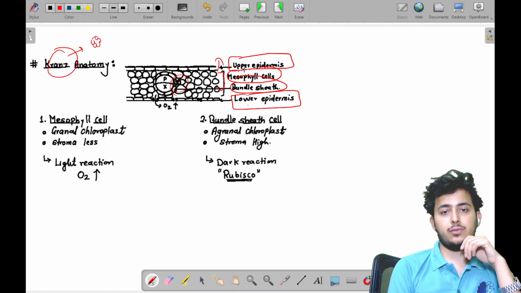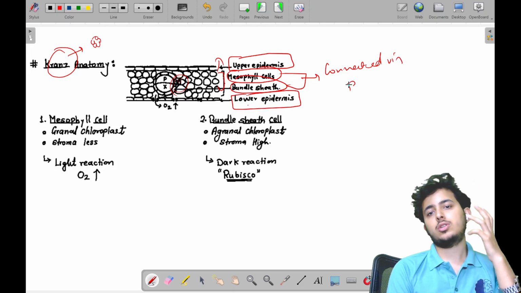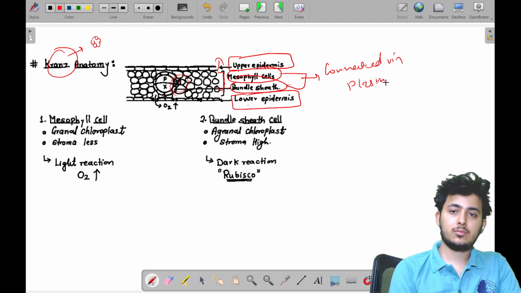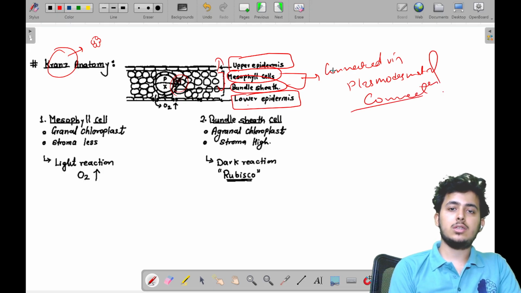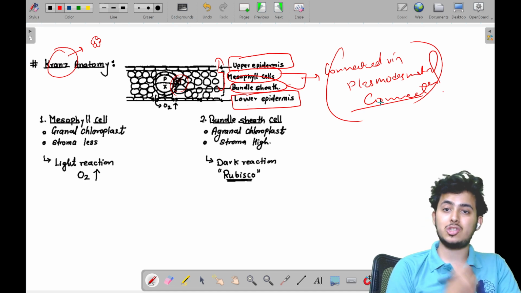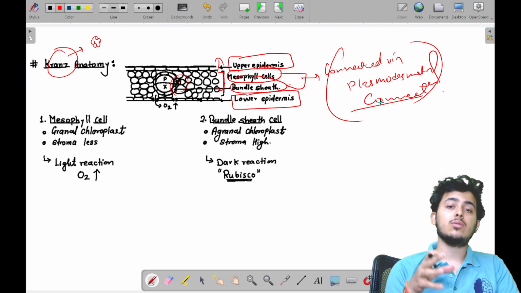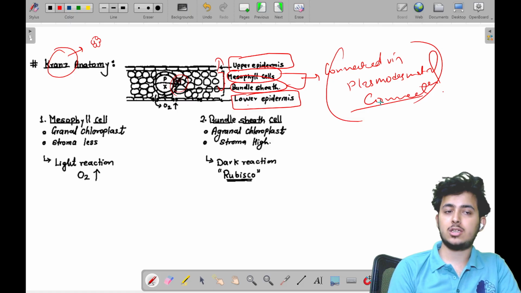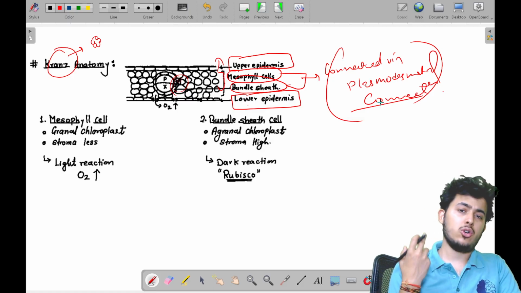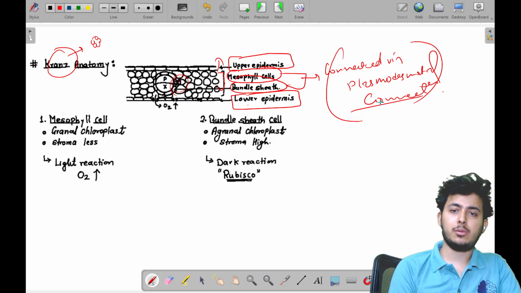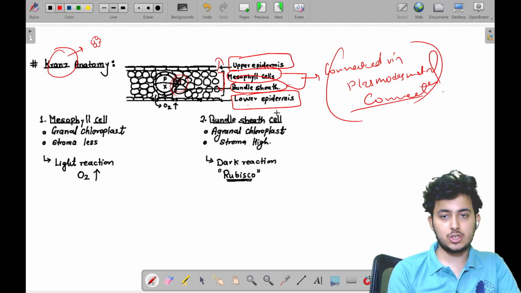Now the mesophyll and the bundle sheath cells are connected via plasmodesmatal connections. These are the connections by which the mesophyll cells and bundle sheath cells are connected to each other, so that transfer of compounds, molecules, or important biochemicals can happen because of these connections.